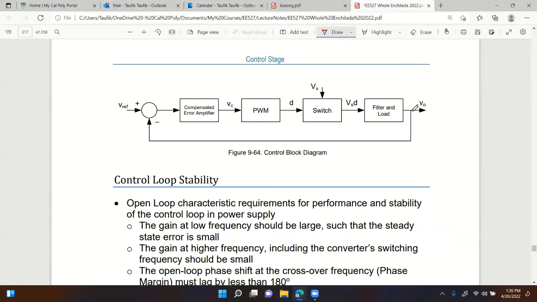Which is then monitored, sensed through this feedback system. There could be a gain here, of course, but I'm ignoring that gain. That gain is going to be a constant gain. It goes back to the summing junction, where I compare that with VREF, right?